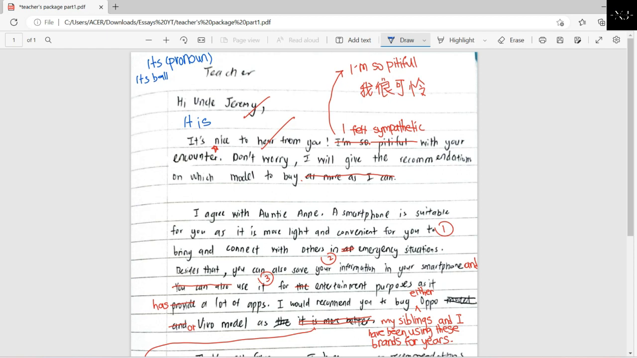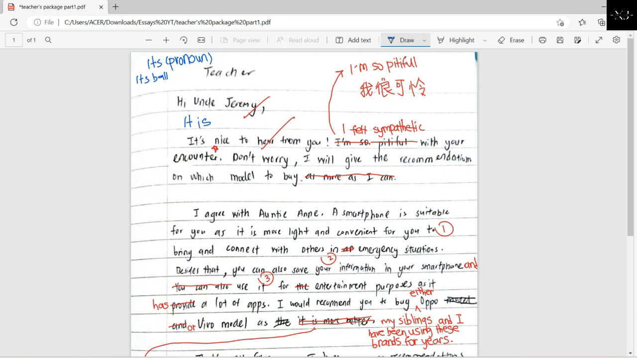So anyways, we are looking at this: it apostrophe S, "It's nice to hear from you." "I'm so pitiful." Why did I cross out "I'm so pitiful"? "I'm so pitiful" means "I am very unfortunate", which means you're saying that your luck is really bad, but that's not what we meant. We want to be sympathetic, so we say "I felt sympathetic with your encounter" or "with your experience", up to you. Everything you must write in past tense because it has already happened and you have felt this emotion already.